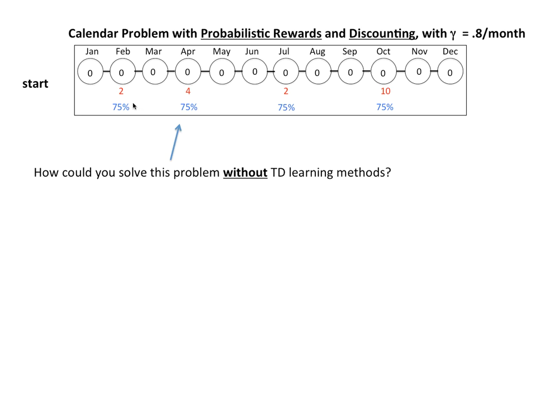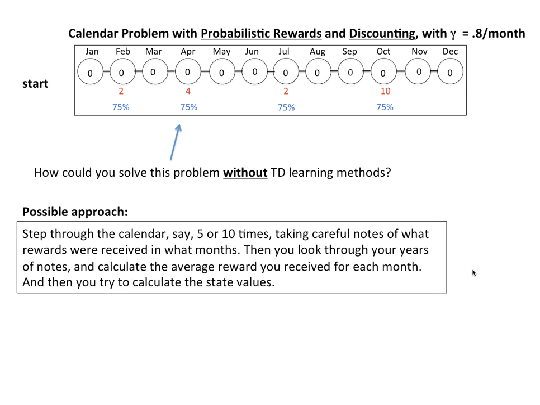How could you solve this problem without using temporal difference learning methods? How could you solve a calendar problem like this with probabilistic rewards and discounting if you didn't have temporal difference learning? Well, here's a possible approach.